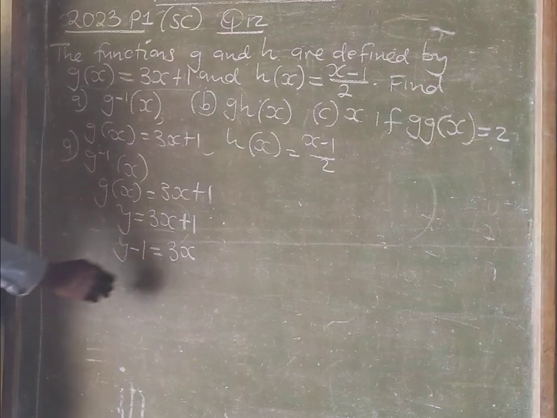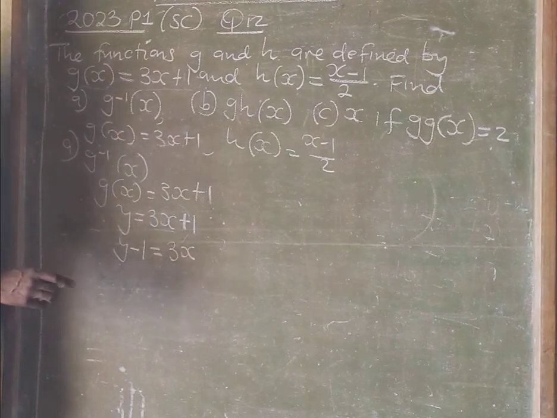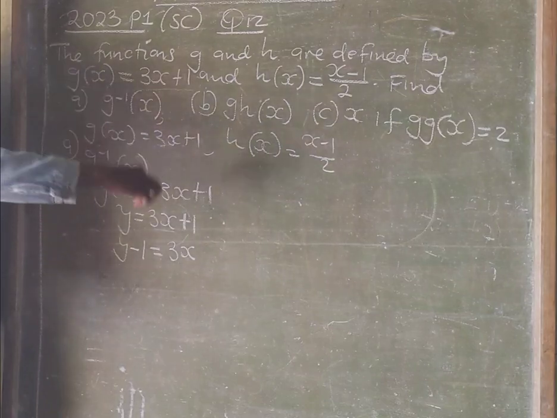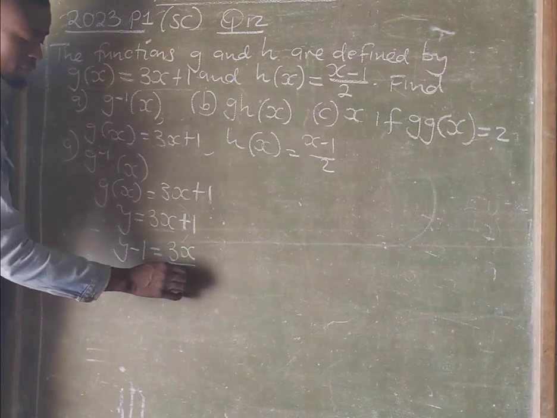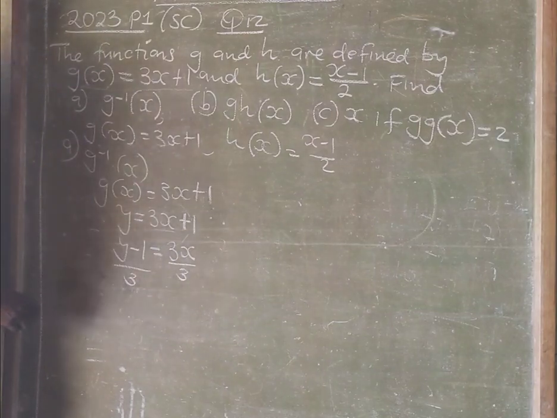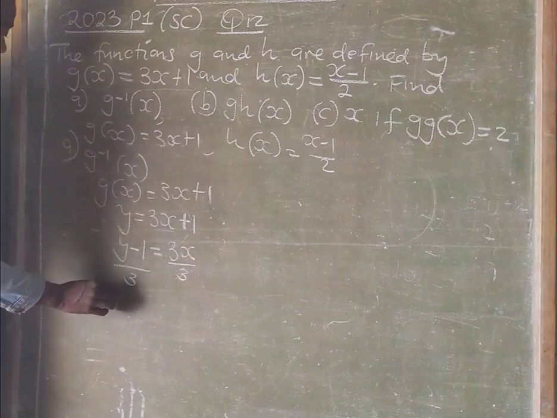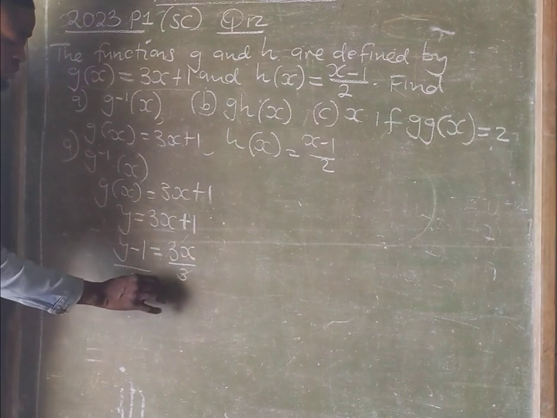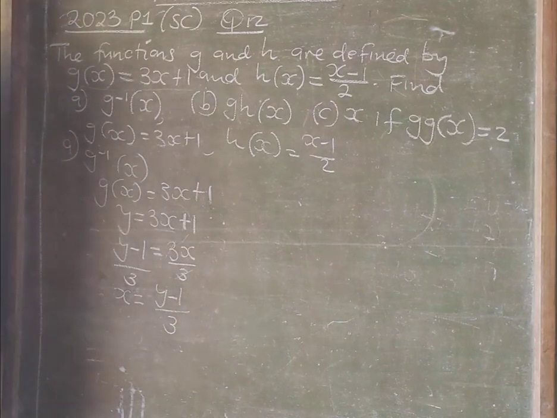Now we want to make x the subject, which simply means it should remain alone on this side. So we divide both sides by 3, so that the 3 and 3 cancel and you remain with x only. So we have x equal to (y minus 1) divided by 3. So we have made x the subject.